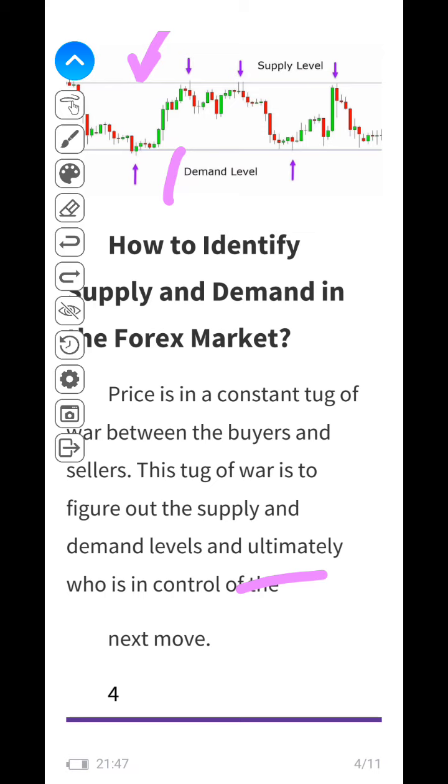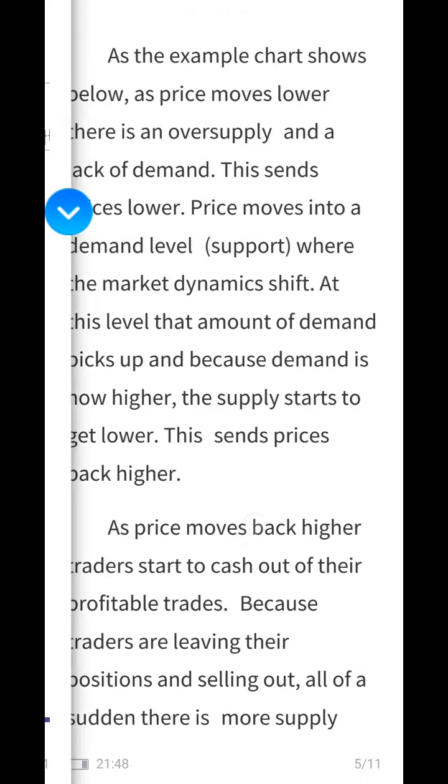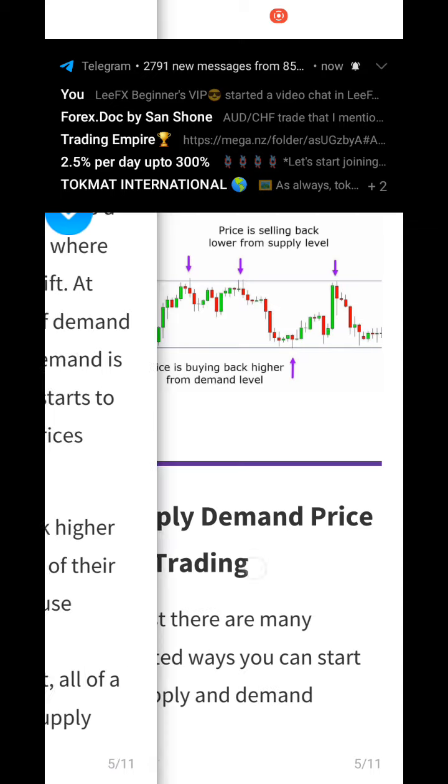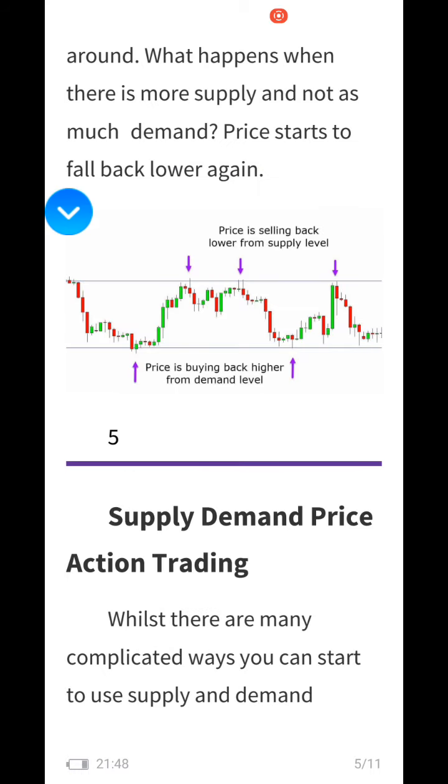So when you want to go in for a good buy, you need to concentrate on the demand level when the price is now going up. That is when you can go in with a buy. Okay? So this is how we do it. This is how we trade, identifying which trade to take when you're using supply and demand. This is very, very important. That is how we make profit.